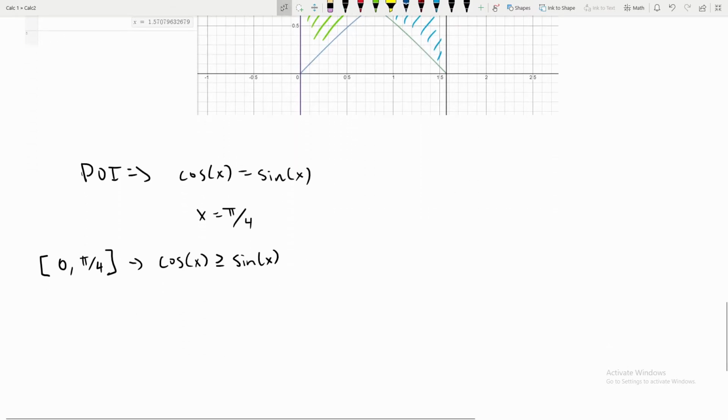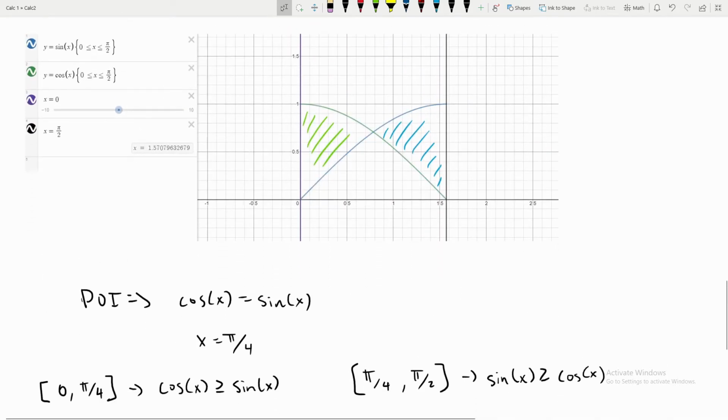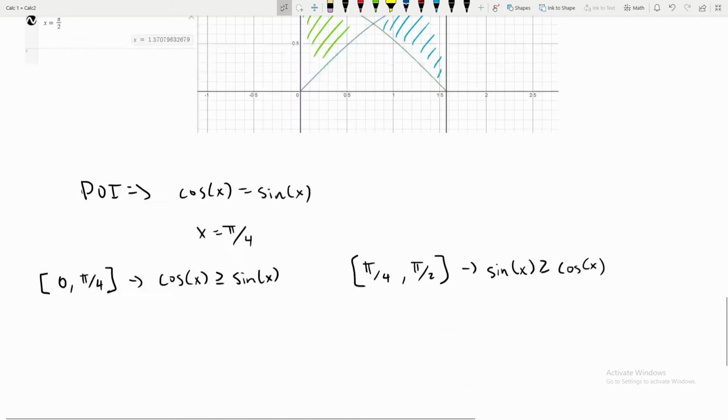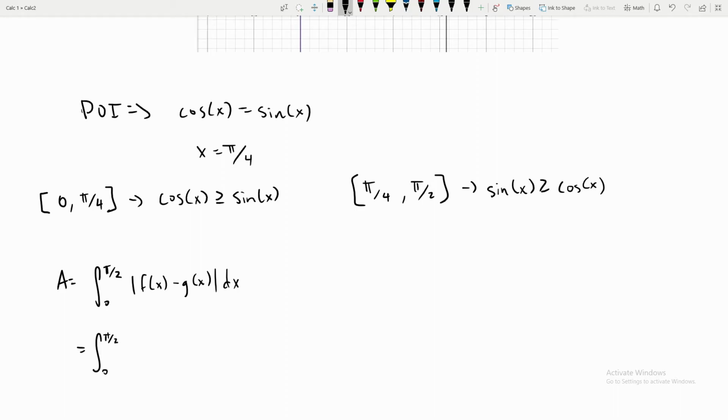However, on the next interval, from pi over 4 to pi over 2, the sine of x is larger than or equal to the cosine of x. So we need to compute these areas separately and then add them together. The total area is the integral from 0 to pi over 2 of the absolute value of f of x minus g of x. Now we can substitute in what f of x and g of x are. Let the cosine of x be f of x, and g of x be the sine of x.